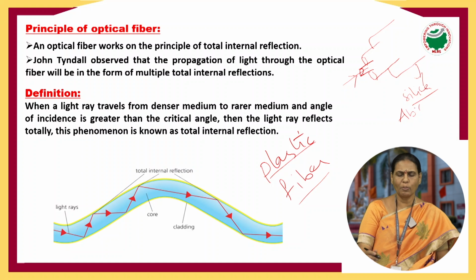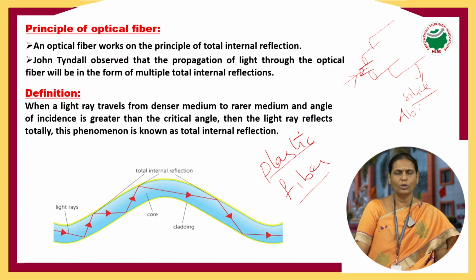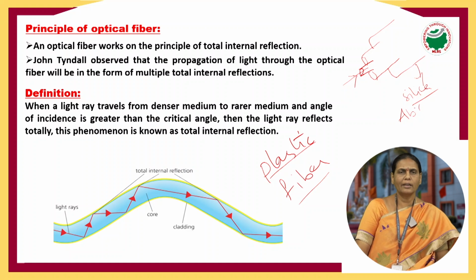On this buffer jacket, so many types of layers will be present. As I told you, in the winter season you wear one cloth on the other, like sweaters. Similarly here also, in order to make the signal propagate through the optical fiber properly, the buffer jacket is utilized.